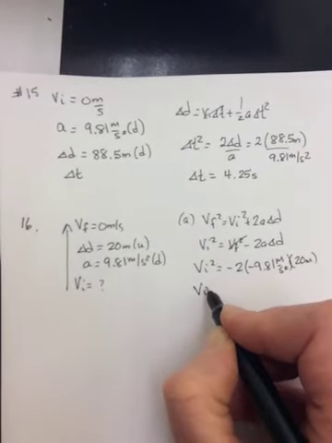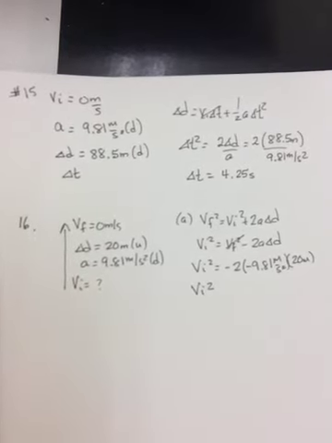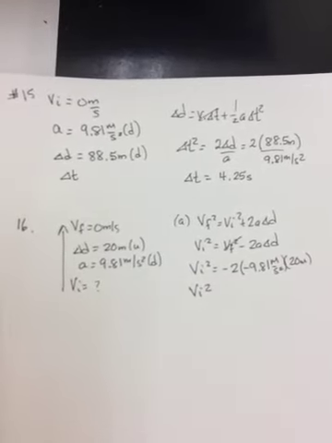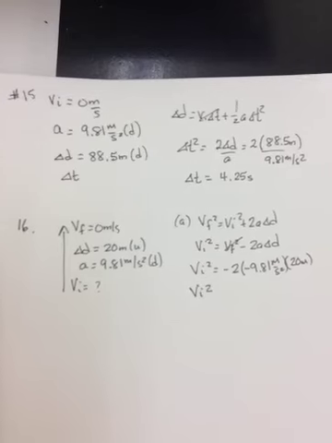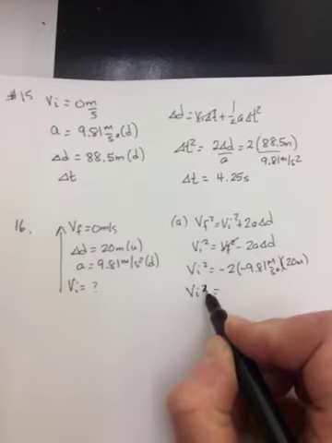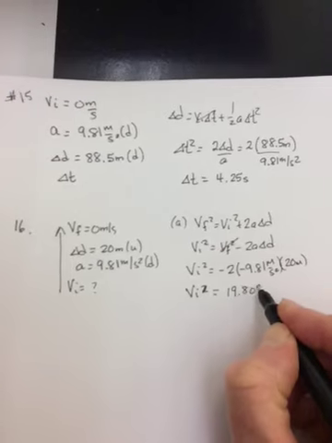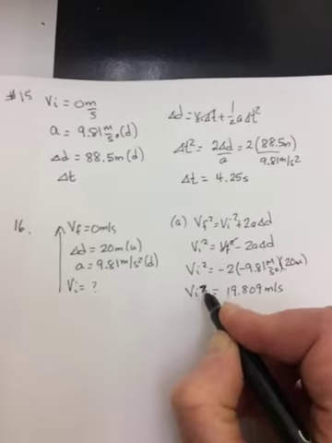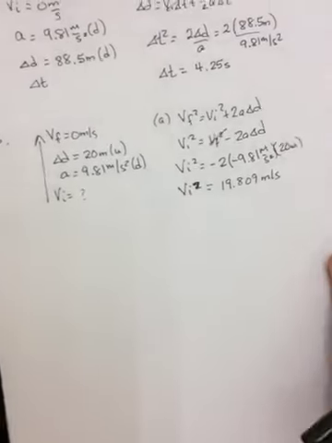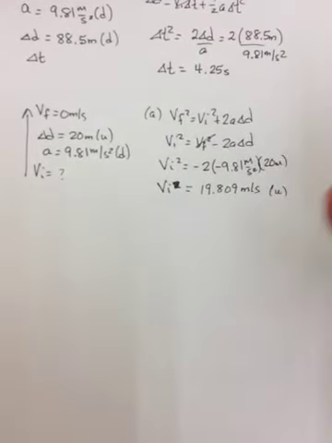And it's a good thing that gravity is negative, because then you're not taking the square root of a negative number. So 2 times 9.81 is 19.62 times 20 should be 392.4. Take the square root, 19.809 meters per second. Excuse me. Of course, that'll be up. All right, so that's part A.